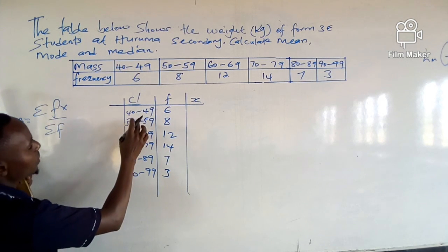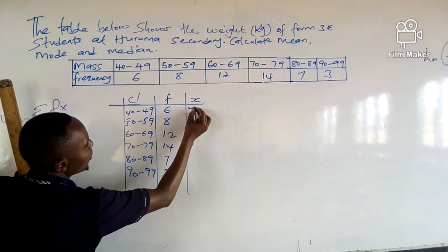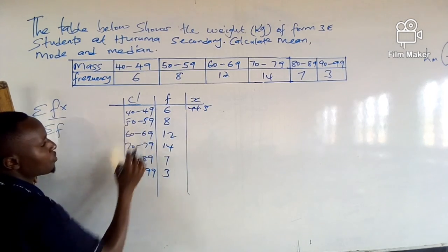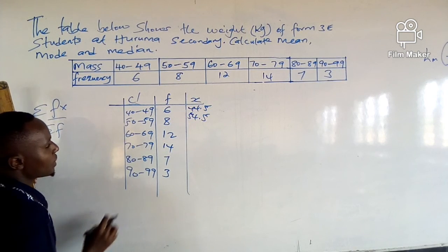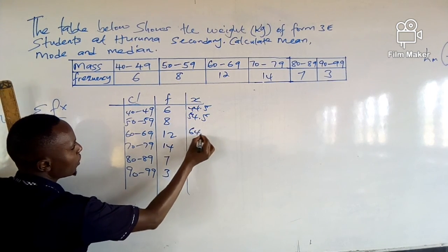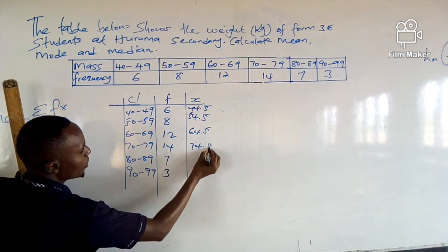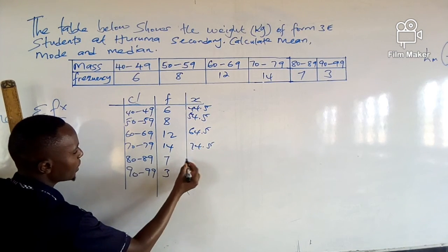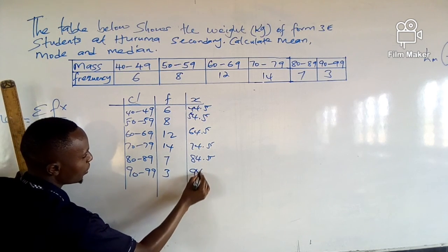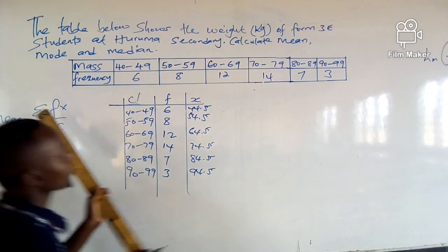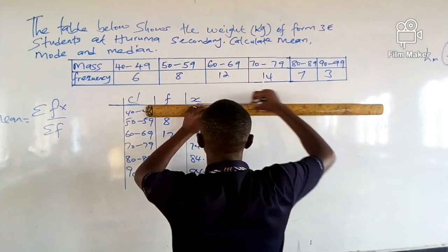So in this case, 40 plus 49 divided by 2 is 44.5. 50 plus 59 divided by 2 is 54.5. 60 plus 69 divided by 2 is 64.5. 70 plus 79 divided by 2 is 74.5. 80 plus 89 divided by 2 is 84.5. And finally, this one is 94.5. So we now have the column for x.